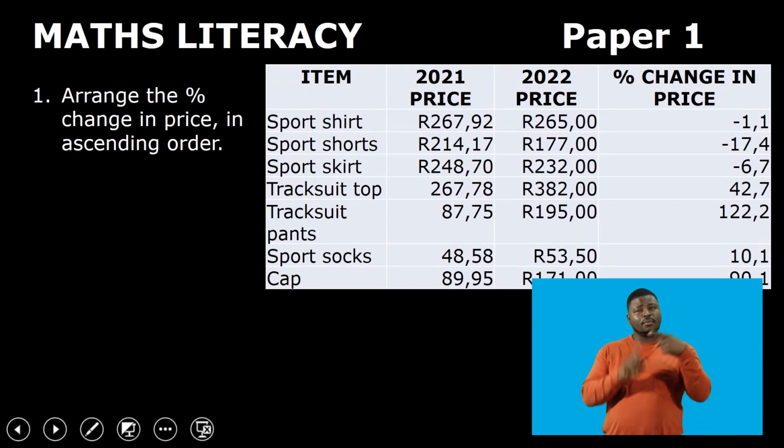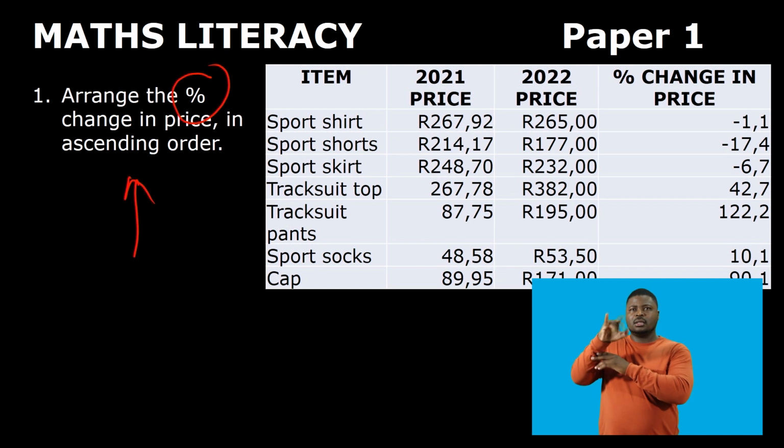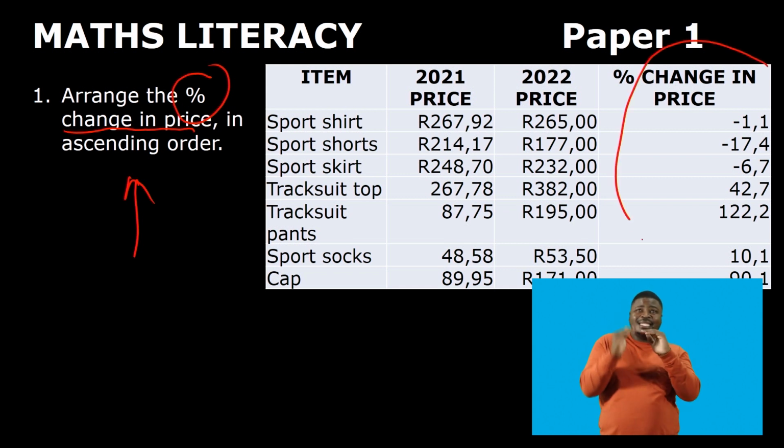First question, arrange the percentage change in price in ascending order. Now remember, ascending means going up. So it's going to be from small to big. And now you need to be careful. They want us to arrange the change in price. So you need to choose the correct column, and in this case, it would be the last one.